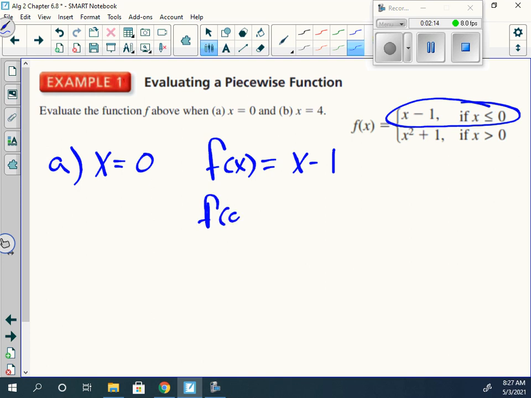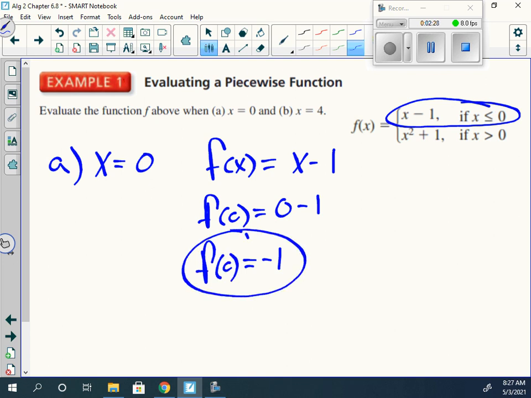So we'll be looking at f of 0. Well, that would be equal to what? 0 minus 1. And what is 0 minus 1? So for us here, f of 0 is negative 1. Any questions on this here? We good with this here so far? Okay.